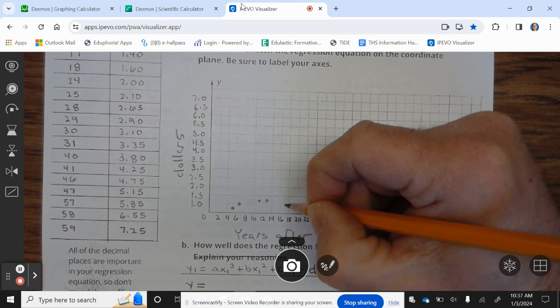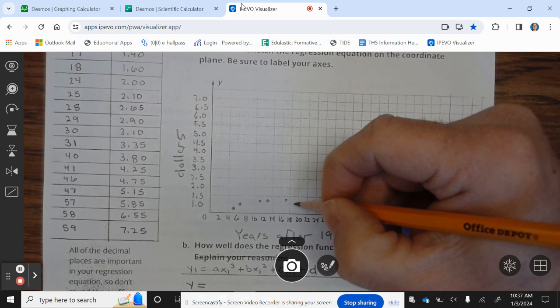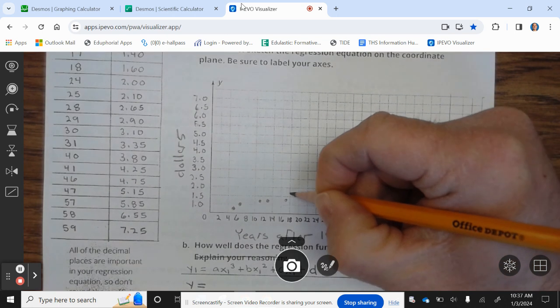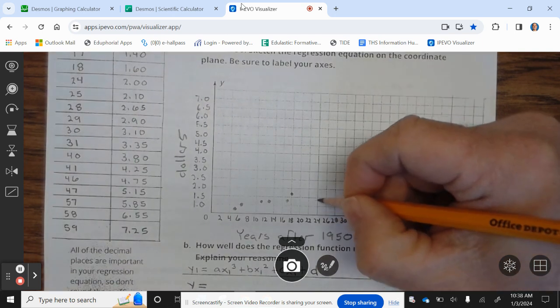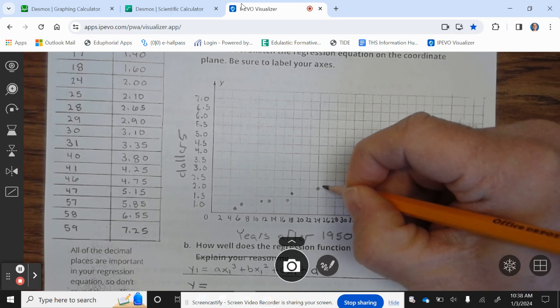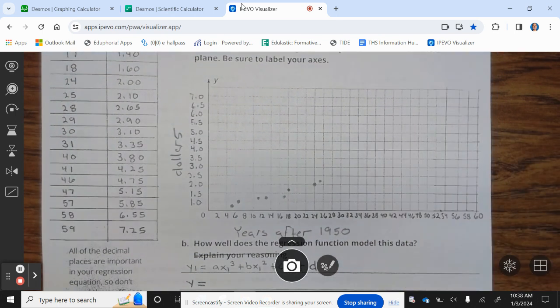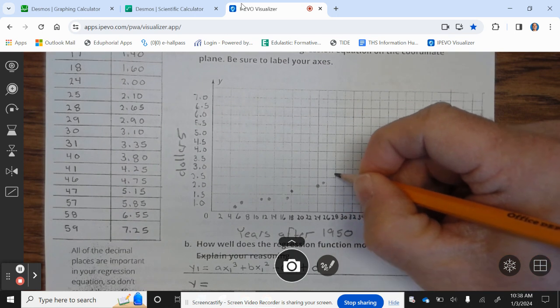17 is 1.4, so about right there. 18 is 1.6, so about right here. 24 is 2. 25 is 2.10, so about right there. And then 28 is 2.65, so about right here.